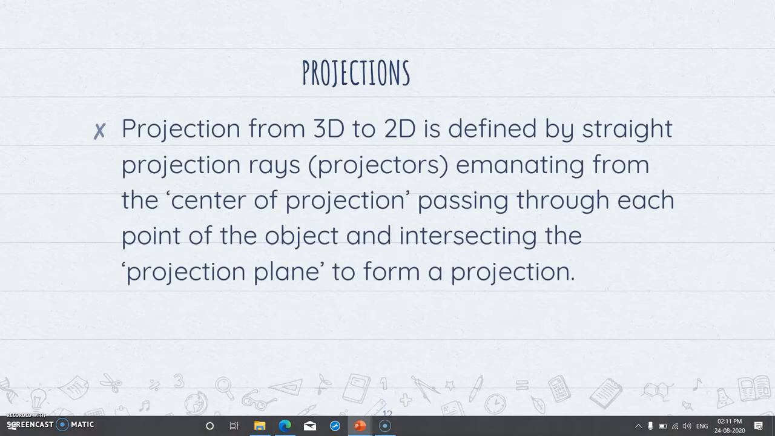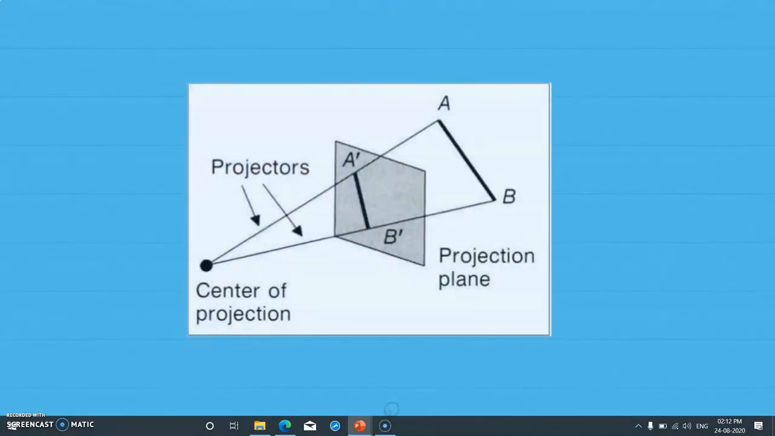Next topic is projections. Projection from 3D to 2D is defined by straight projection rays, that means projectors, emanating from the center of projection, passing through each point of the object and intersecting the projection plane to form a projection. This is how it looks. This is the center of projection, here are the projectors, and the projection plane is here.